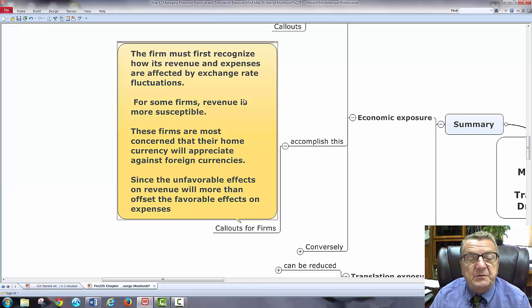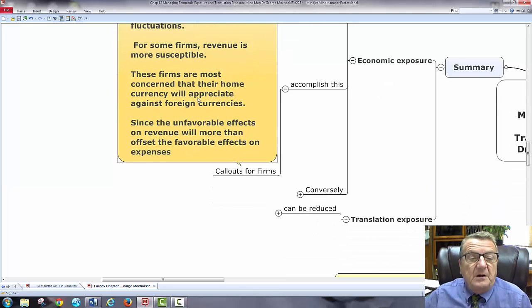For some firms, the revenue is more susceptible. These firms are most concerned that their home currency will appreciate against the foreign currency. I want my currency to be worth more than the foreign currency, but I don't have the foreign currency to hedge. I would rather have it worth less, depending on the strategy I'm using, since unfavorable effects on the revenue will more than offset favorable effects on the expenses.